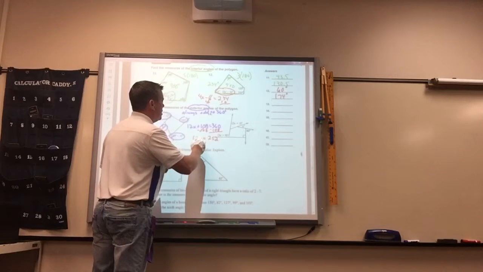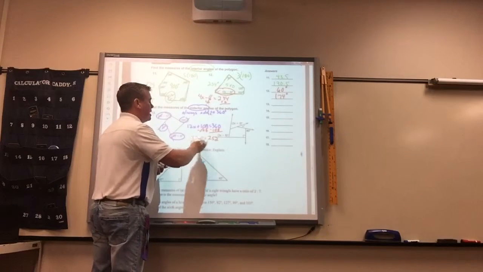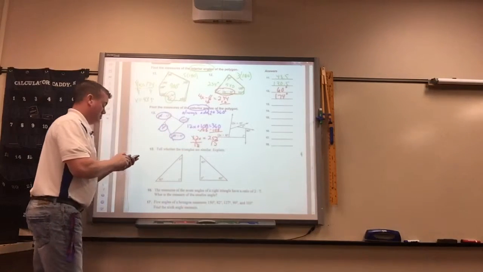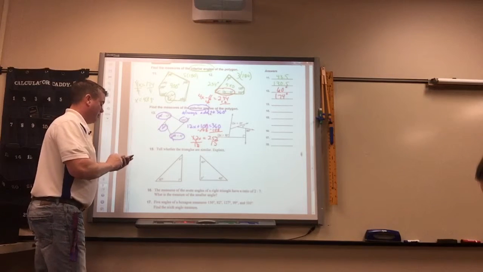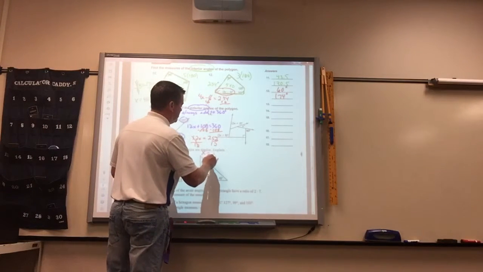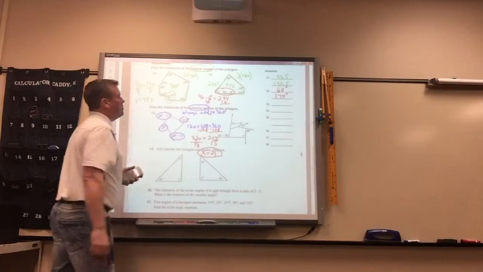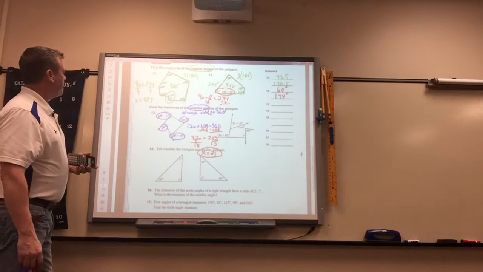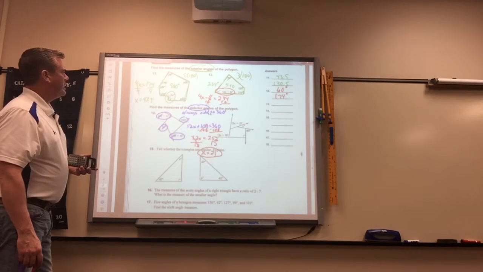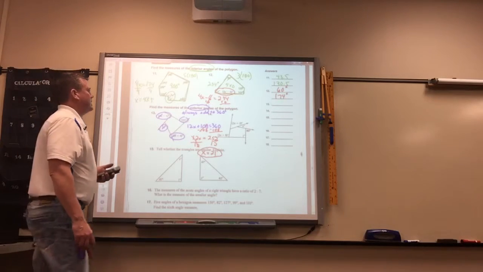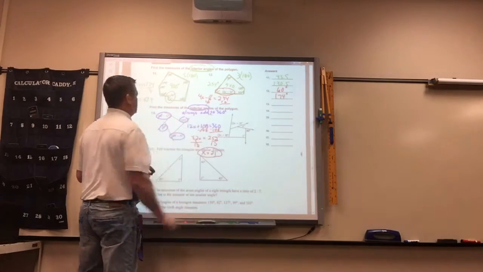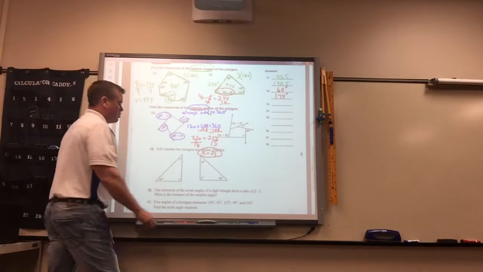252 equals 12x. Divide by 12, and you get x equals 21. Sweet. Remember, they want the exterior angles. So that means you have to plug 21 back in.